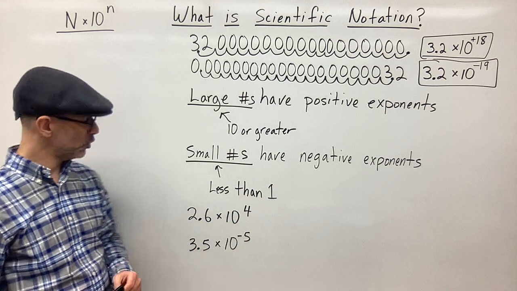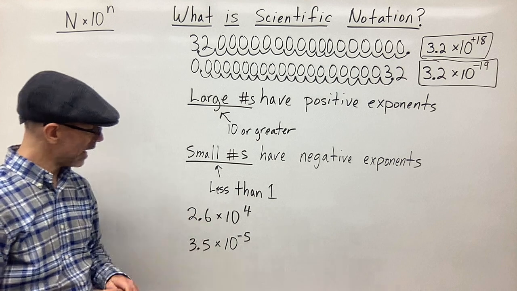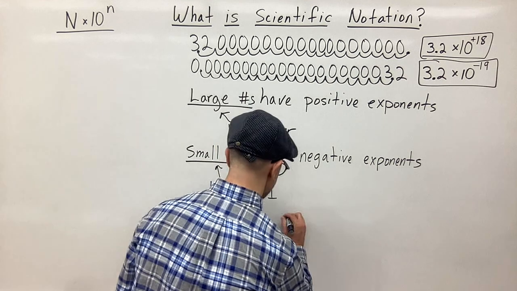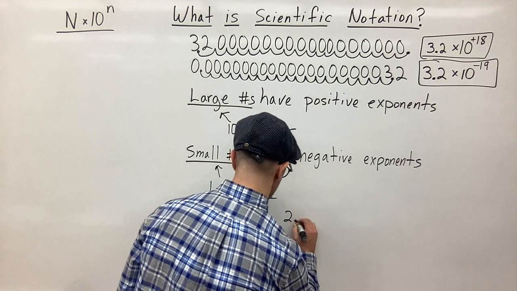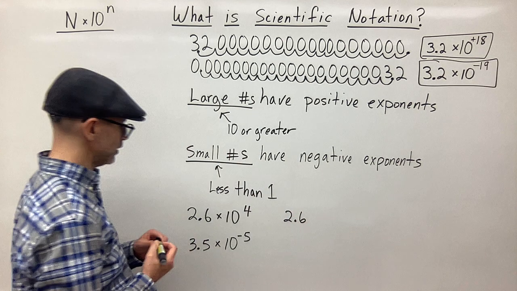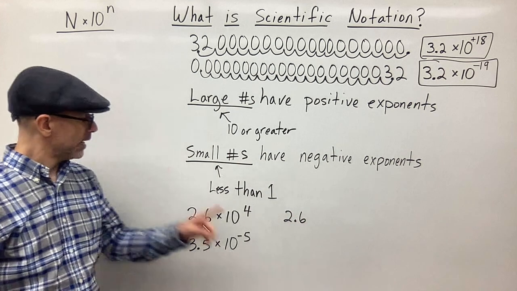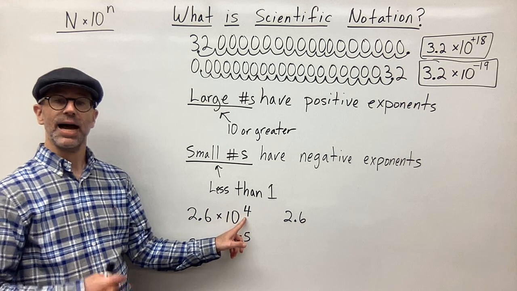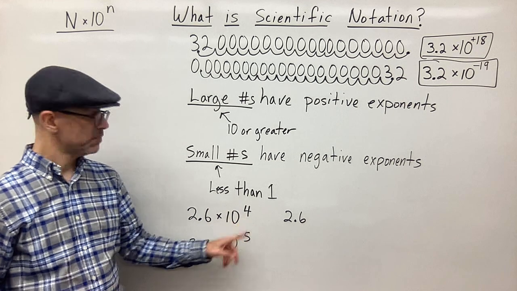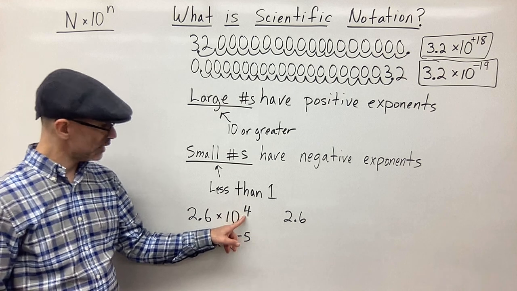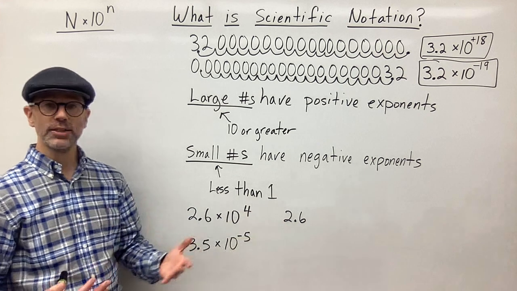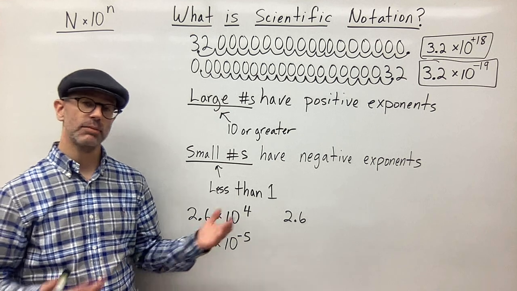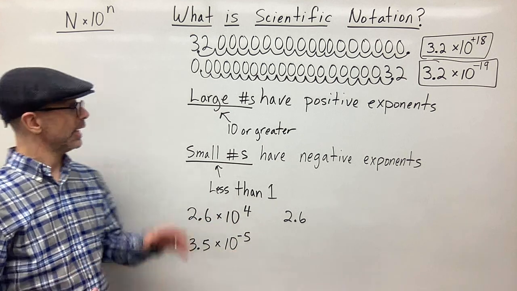So the first thing I'm going to do is I'm going to take the first number here and write it down. 2.6. That's the first thing I'm going to do. Now I have this exponent. Remember, the exponent represented how many times I moved the decimal point. So I'm going to move the decimal point here back 4 times. Now the question is, which direction do I move it? Do I move it left or do I move it right?